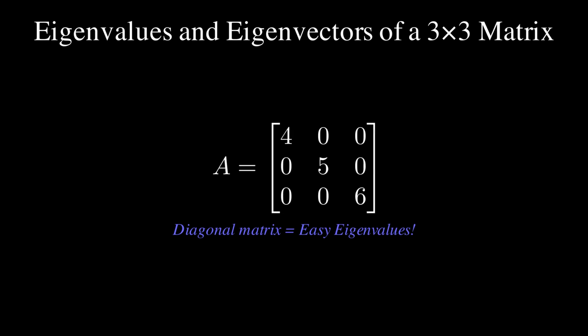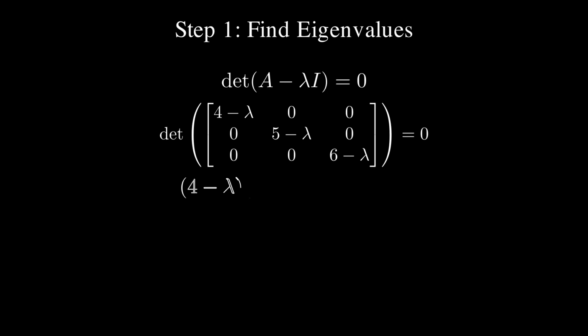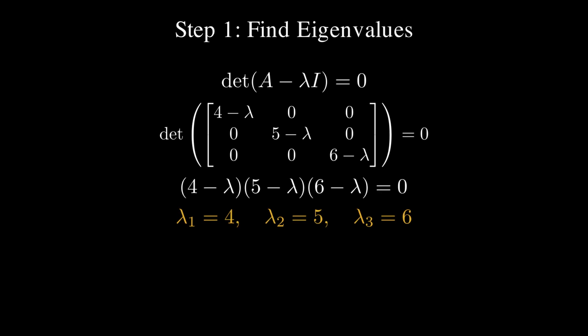This is a diagonal matrix, so the eigenvalues are simply the diagonal elements. Start with the characteristic equation. Substitute the matrix A. Since this is diagonal, we multiply the diagonal terms. This gives us eigenvalues. Lambda 1 is 4, lambda 2 is 5, and lambda 3 is 6.